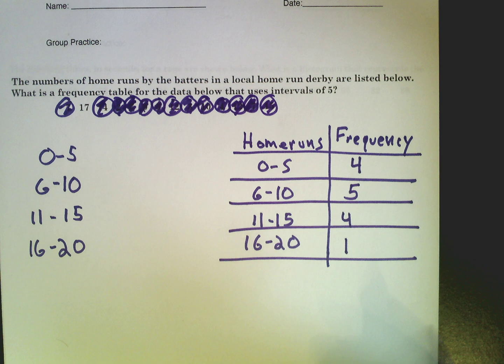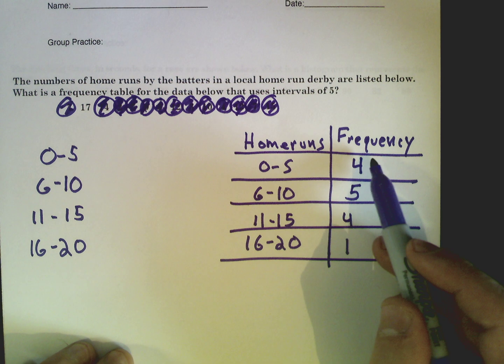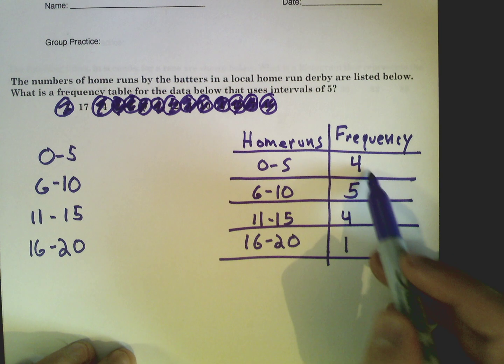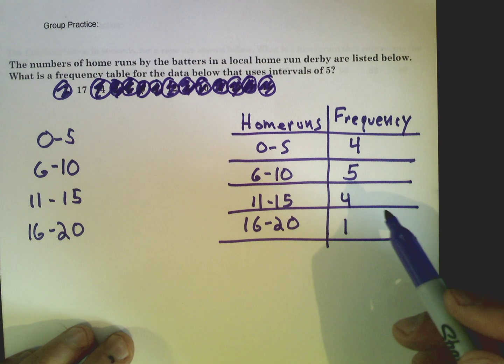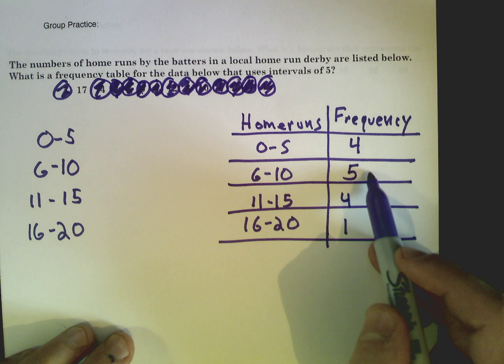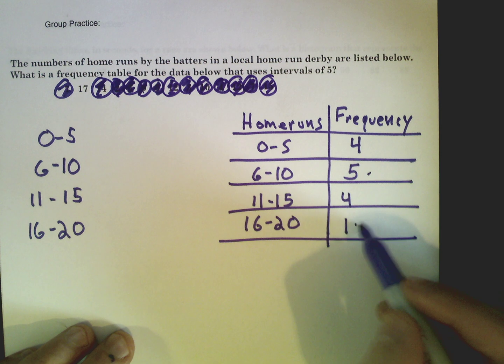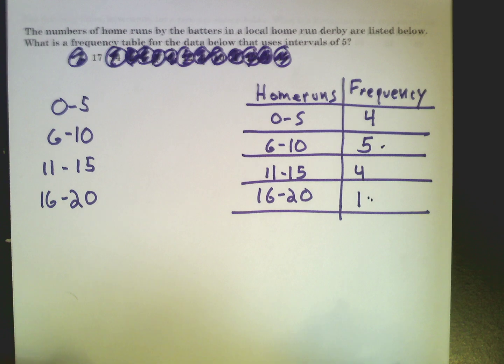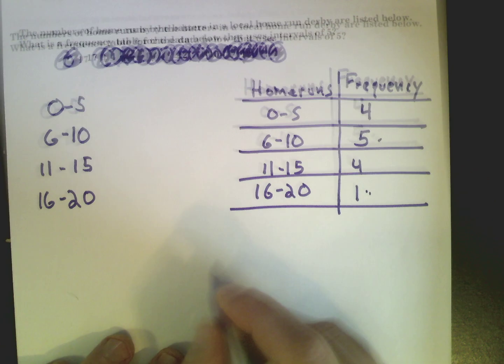So what's the most common number? What happens the most? Well, everything seems to be around here. Everyone can hit, it seems like somewhere between 0 and 15 home runs is like the most common number, right? The 6 to 10 seems to be what the average is. You'll have this outlier over here, 16 to 20. Someone was really good and hit 17. So, if I wanted to make a little box of this, right?